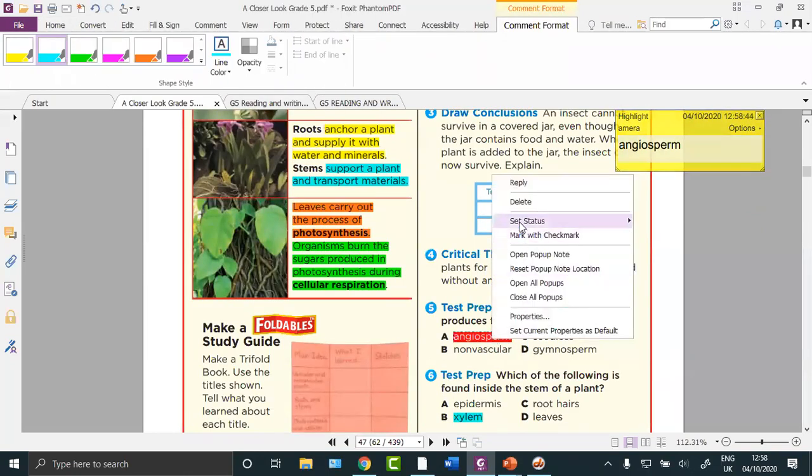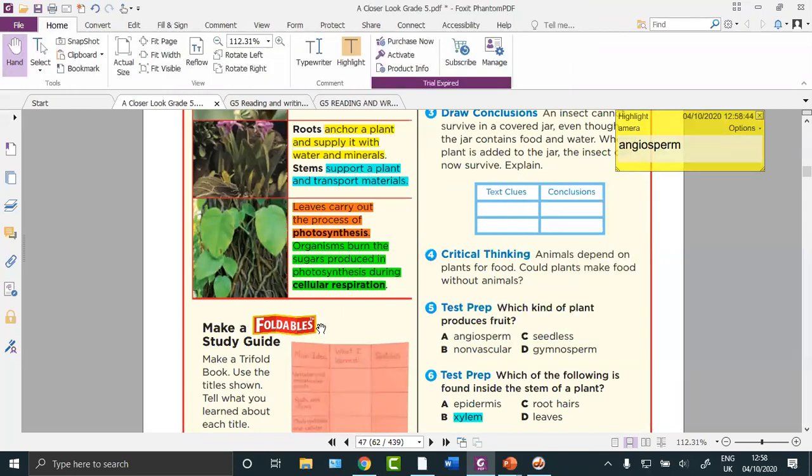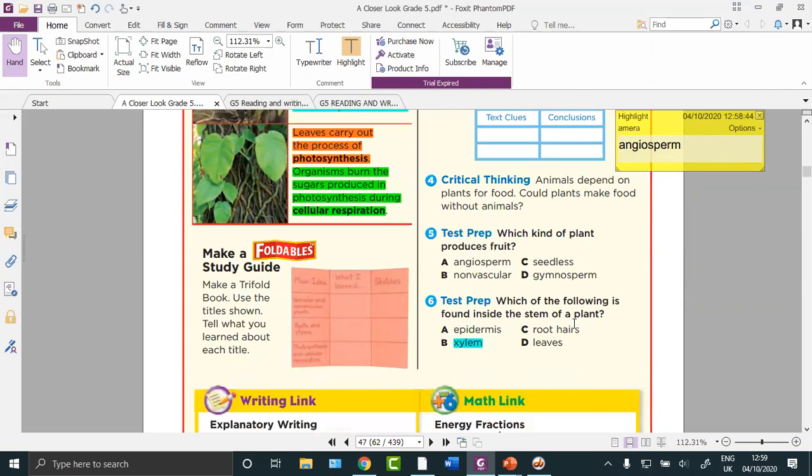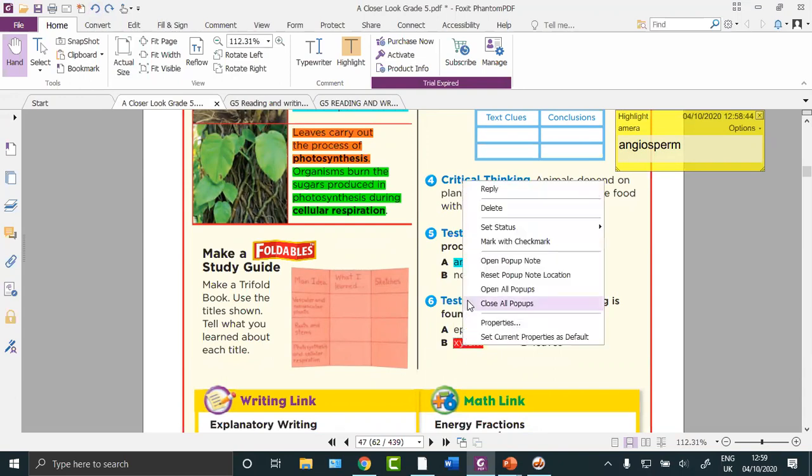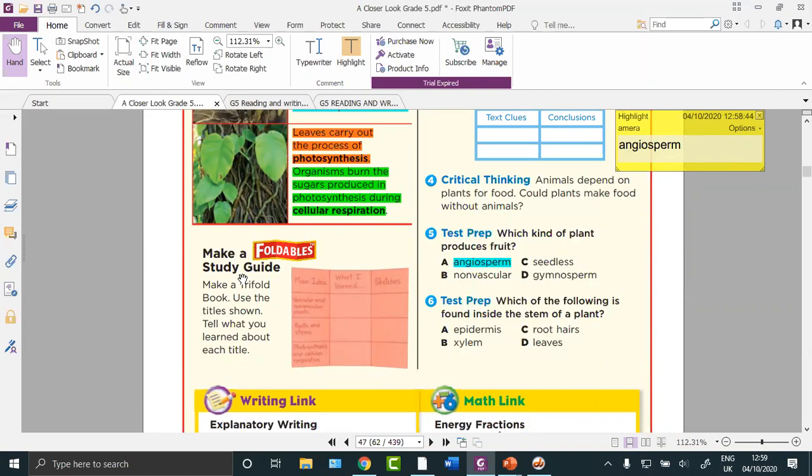Number 5. Muhammad Muad. Can I answer it? Yes, mister. Read number 5 here. In your book, it's number 4, I think. Okay. Test prep. Which kind of plant produces fruit? What's the right answer? Angiosperm.